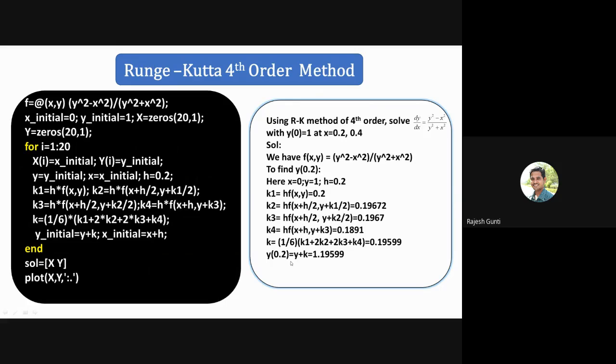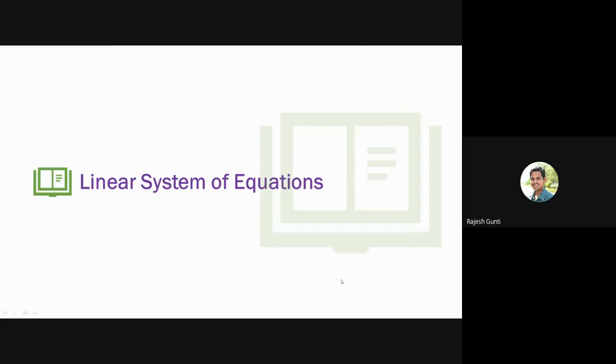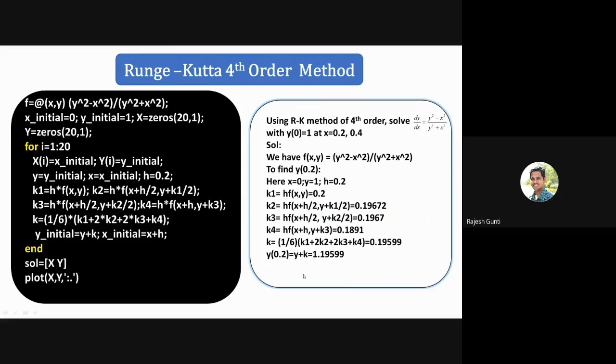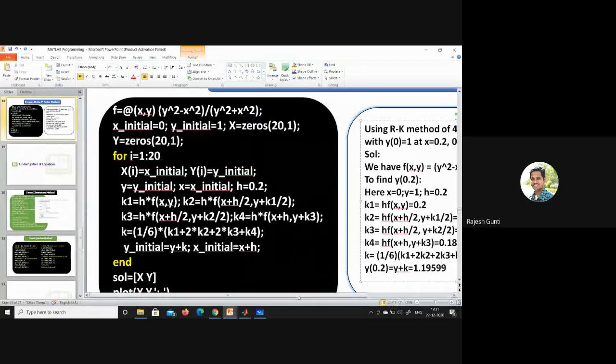If you want to find y value at 0.4, we take x is equal to now 0.2, y is equal to this value. Am I correct, Anand? H is equal to again increment value 0.2. I didn't mention all these things here. Again, we repeat these steps: we calculate k1, k2, k3, k4, and we get k value, and we get y value at x is equal to 0.4. So this entire thing I want to write as a MATLAB program. It is very simple actually. One single step is very easy. Am I correct?